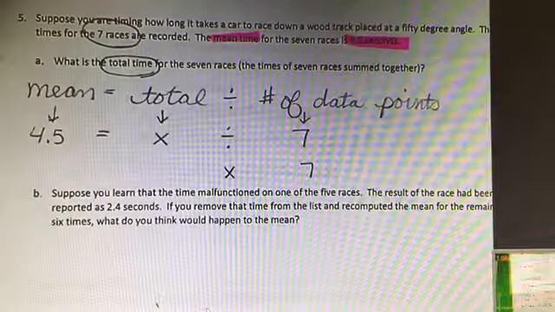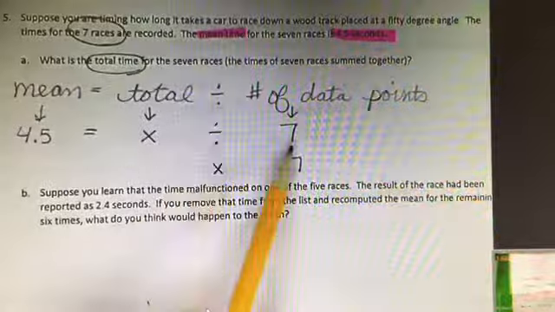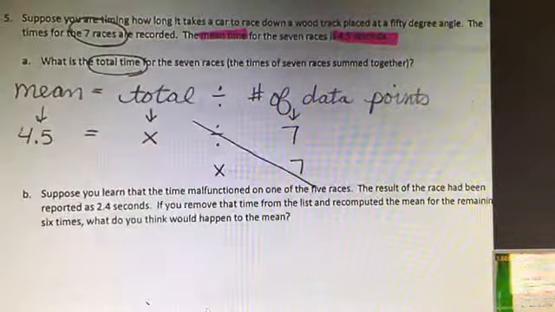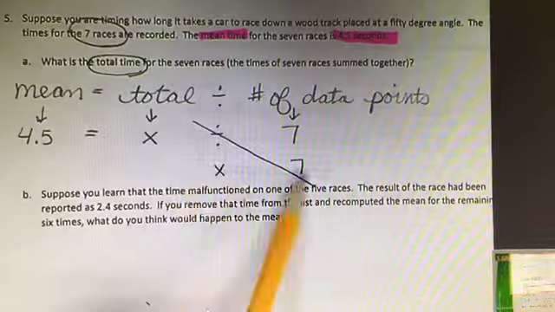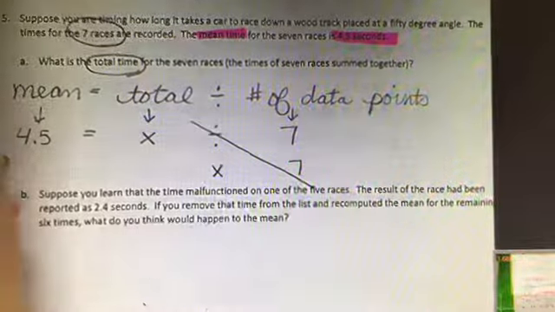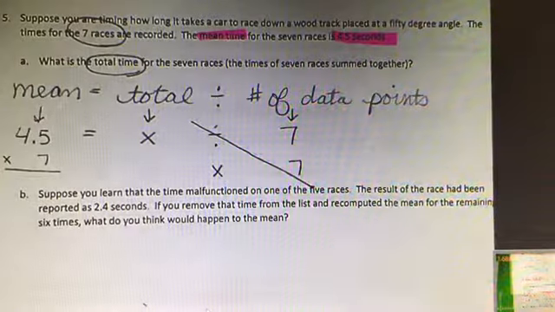What's the opposite of division? Multiplication. So if I'm dividing by 7, if I multiply by 7, this will cancel. But if I multiply by 7 here, what do I have to do over here? Multiply by 7. We got to do the same thing on each side of the equal.